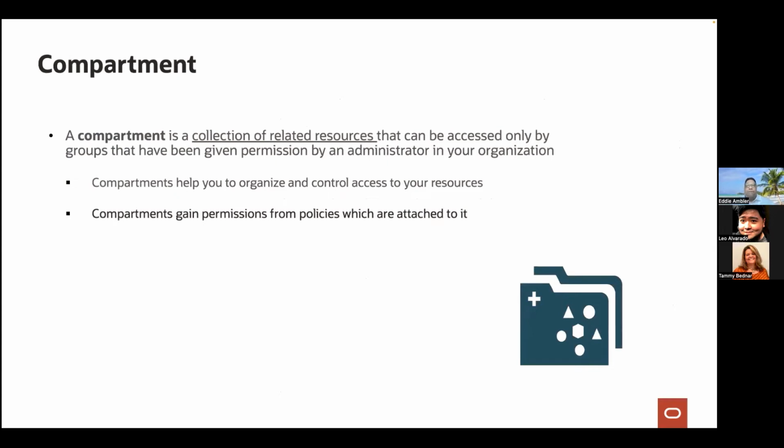So as we continue the conversation, just a couple more terms that we need to talk about to get an understanding of how we are going to organize things, right? And the first one is compartment. What do we mean by compartment? A compartment is a collection of related resources, right? That can be accessed only by groups that have been given permissions. And you'll get a view when we go over the design patterns of how these words go together. So compartments help us to organize and control access to the resources. They help us to gain permissions via policies. So the policies are the instrument that we're going to review in upcoming slides that give the desired level of permissions to the resources that you stick in that compartment.